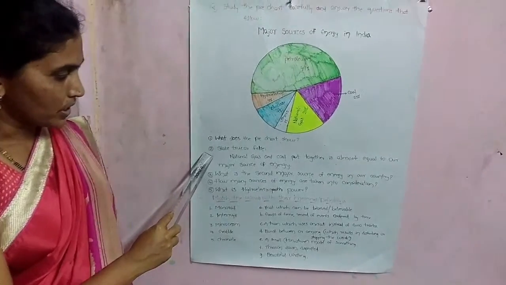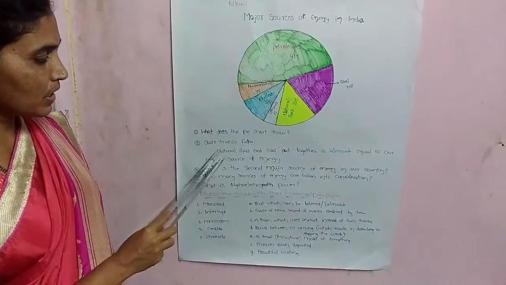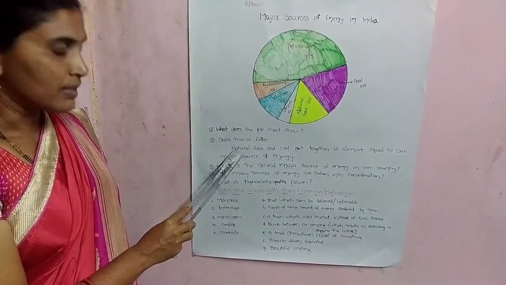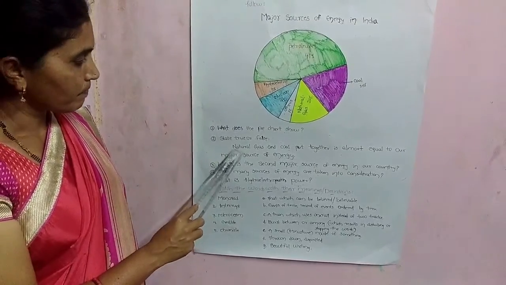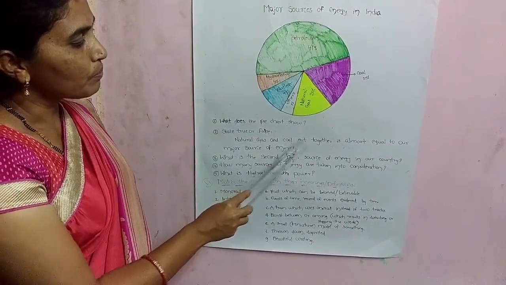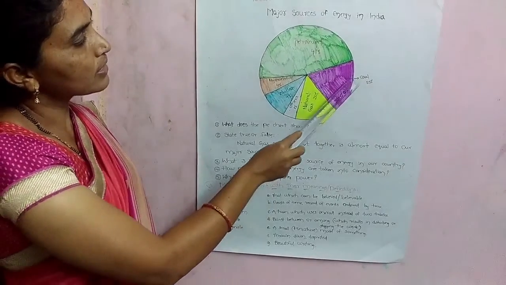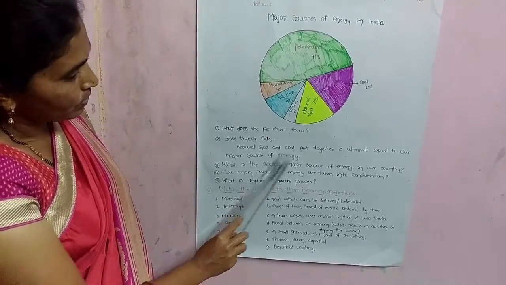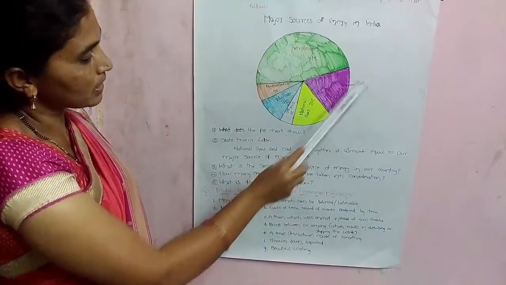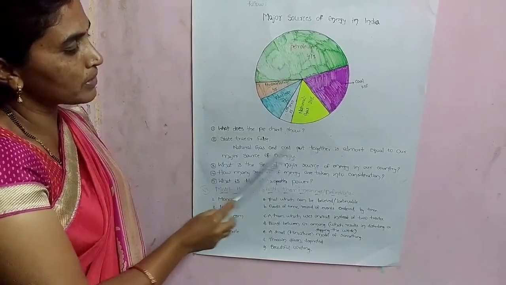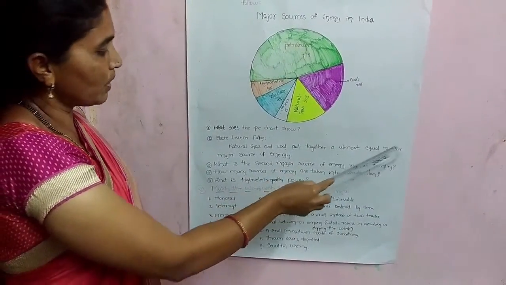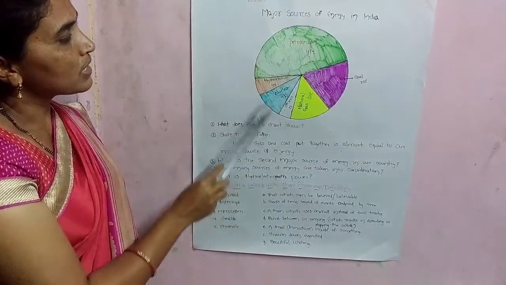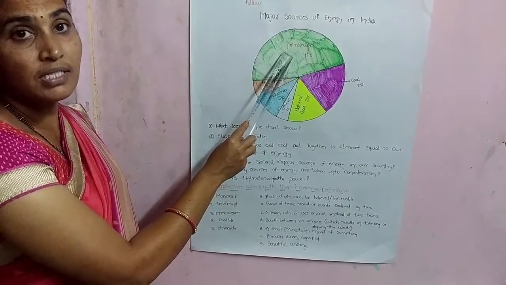Then second question, state true or false. So here one statement is given below. You carefully read the statement and tell whether it is true or false. Natural gas and coal put together. So where is natural gas? Natural gas 20%. Then one more, coal. Coal how much? 25%. Put together, so we combine both the percentages, is almost equal to our major source of energy. So what is the major source of energy in this pie chart? Petroleum. How much percentage is it?